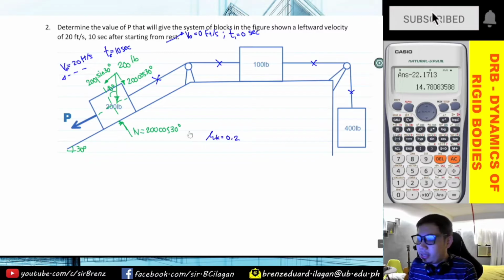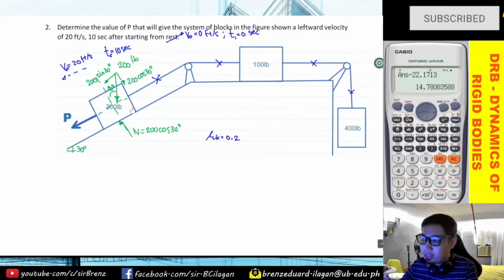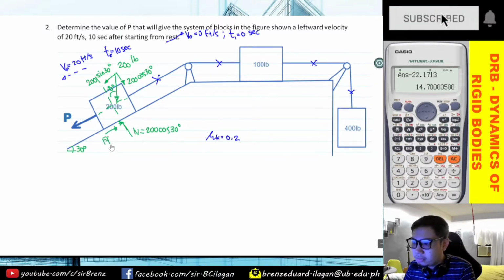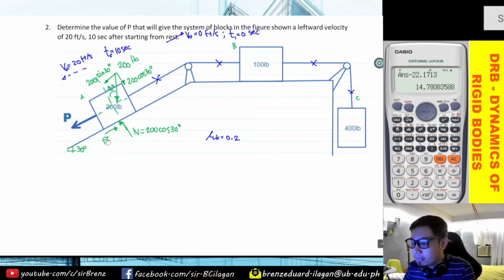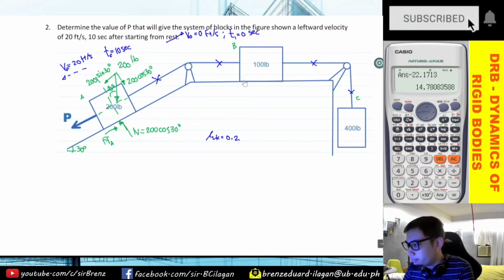So now guys, if the motion of the body is all going to the left, so kung pakaliwa yung mga forces o yung movement ng system, therefore, the frictional force is going the opposite direction. So the frictional force is going in this direction. So let's just name this as our block A, this one as our block B, and this one as our block C. So this is the frictional force for A, which is 0.2 of this normal force.